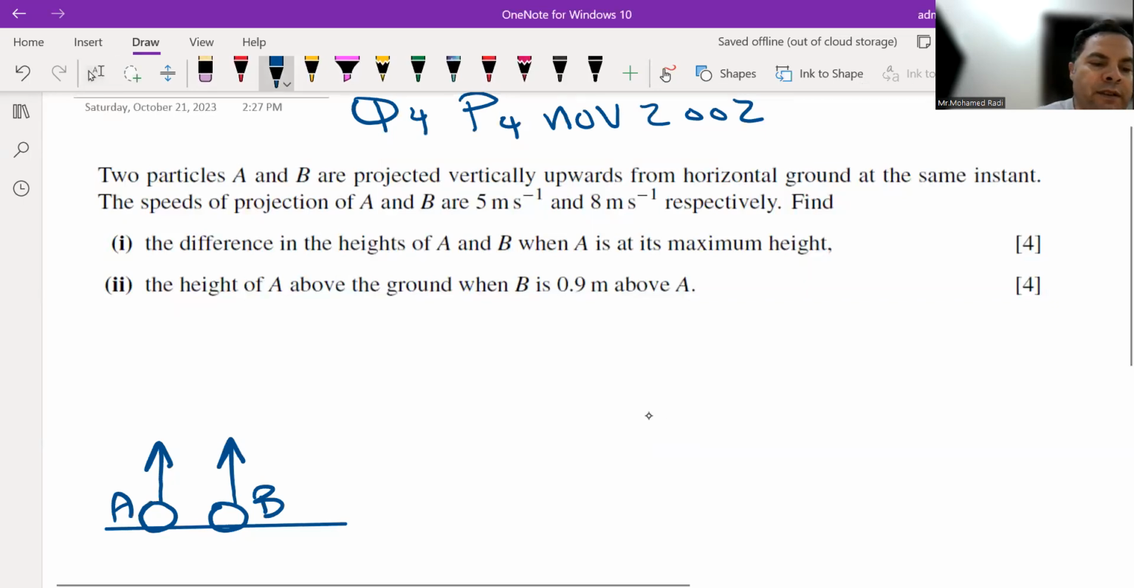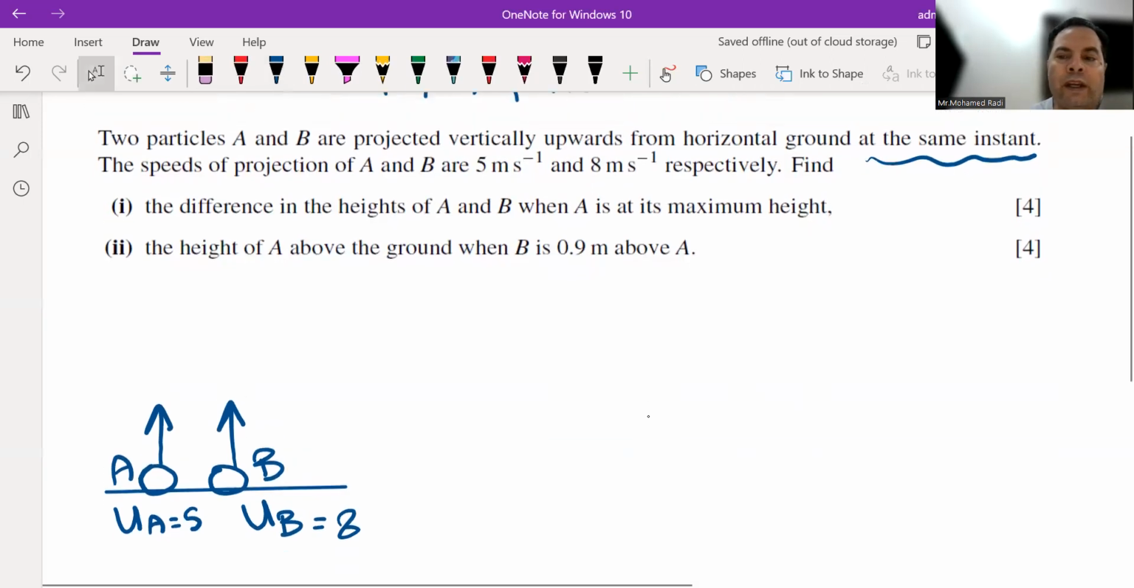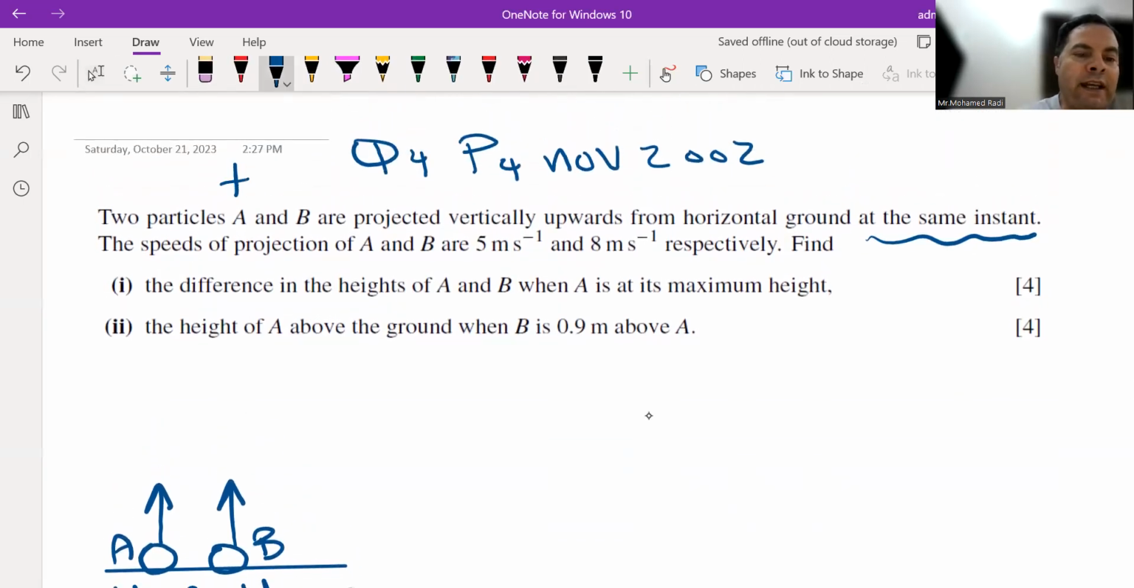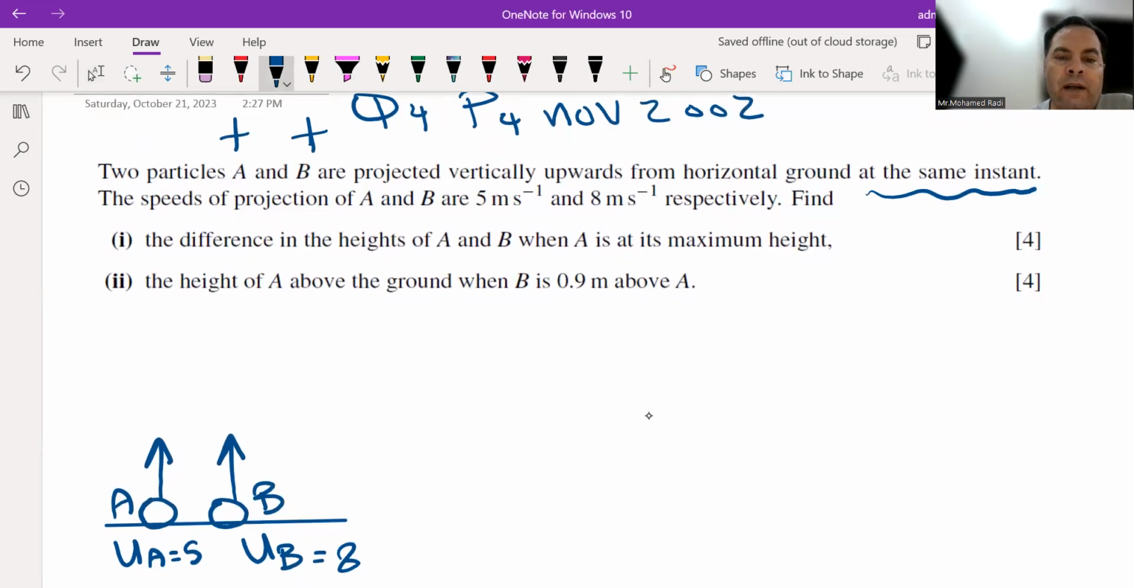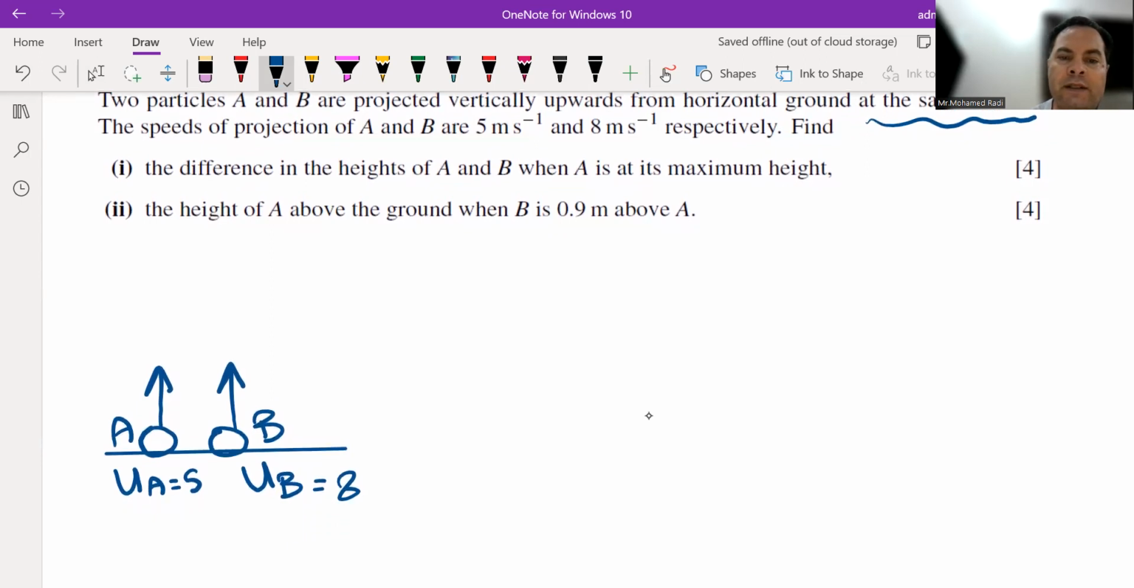With initial velocity of particle A being 5 and initial velocity of particle B being 8, from the same instant. Means when we give a time t for particle A, so also time t for particle B, same instant. The speeds of projection of A and B are 5 meters per second and 8 meters per second. Find the difference in heights of A and B when A is at its maximum height.